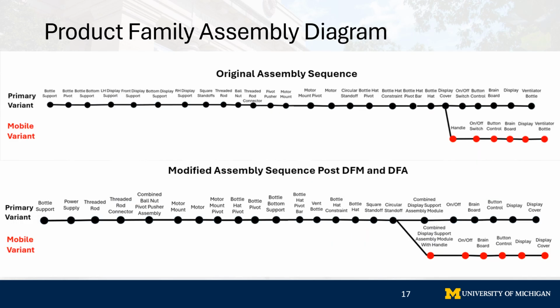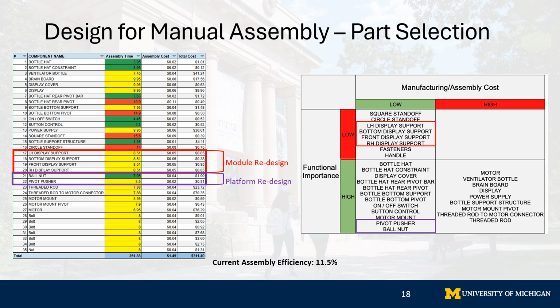The original product family assembly diagram is shown below with the original added handles. The modified assembly sequence is shown post-DFM with the combined display assembly without the handle cutout as the primary variant and the display assembly with the cutout as the mobile variant. To improve on the 11.5% assembly efficiency, the team chose a set of module and platform parts for redesign as shown below. Comparing these to the quad chart, we see that these parts individually have a low manufacturing and assembly cost, but with the number of parts that can be reduced, we believe it will overall help the efficiency.